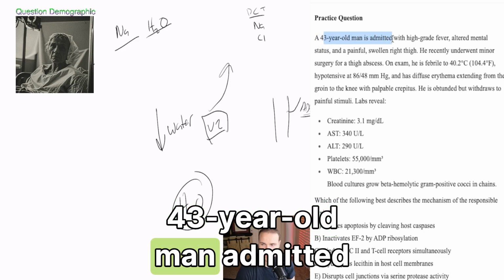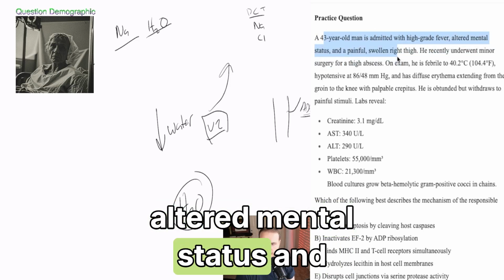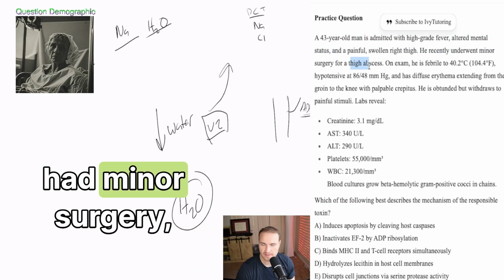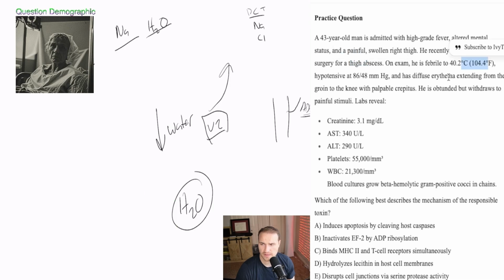We have a 43-year-old man admitted with a high-grade fever, altered mental status, and painful swollen right thigh. Had minor surgery, 104, super high fever, knee with palpable crepitus. He is obtunded, withdraws from painful stimuli. Here are the labs. What describes the mechanism?